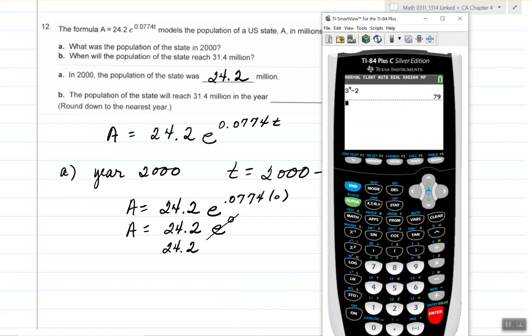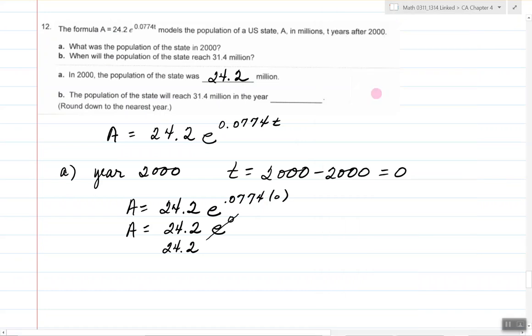If I had typed that into my calculator, into the y equals, because it is a formula, I would have typed in 24.2 second ln 0.0774. I'll use variable x. Now, if x is 0, second table, this is very tiny, but you can see that if x is 0, y is 24.2. So you could have done it with your calculator.